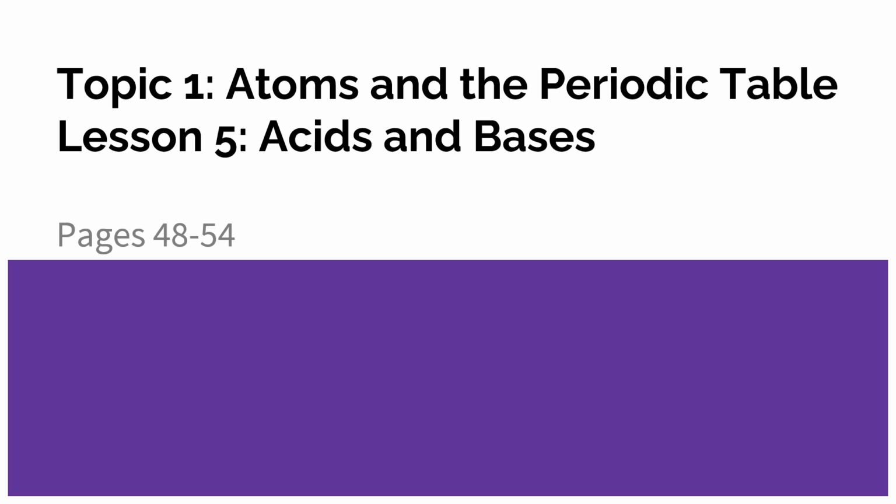Okay, so today we're going to finish topic 1, atoms in the periodic table, with the final lesson 5, acids and bases, which is found on pages 48 to 54 in your textbook.